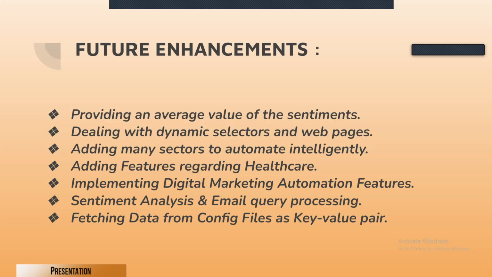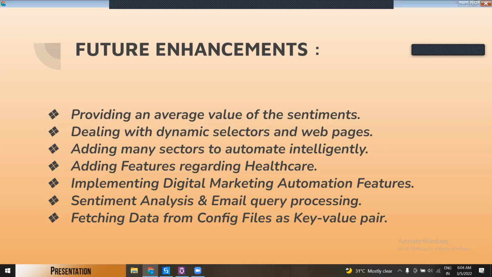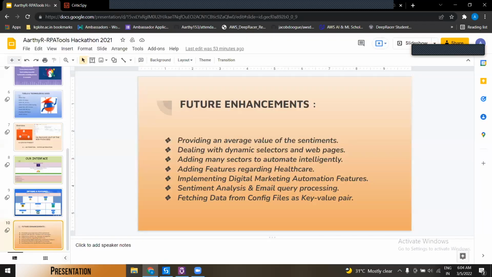And I would like to add many sectors to automate intelligently. I'm planning to add features regarding healthcare, which is more required nowadays. As an extra feature, I would like to add digital marketing automation, which would increase the business agility, and email query processing with sentiment analysis, which automatically replies to the customers according to the email they have sent. And to increase the productivity of the app, I would like to fetch the data from config files as key value pairs. And I will connect my app in the cloud.